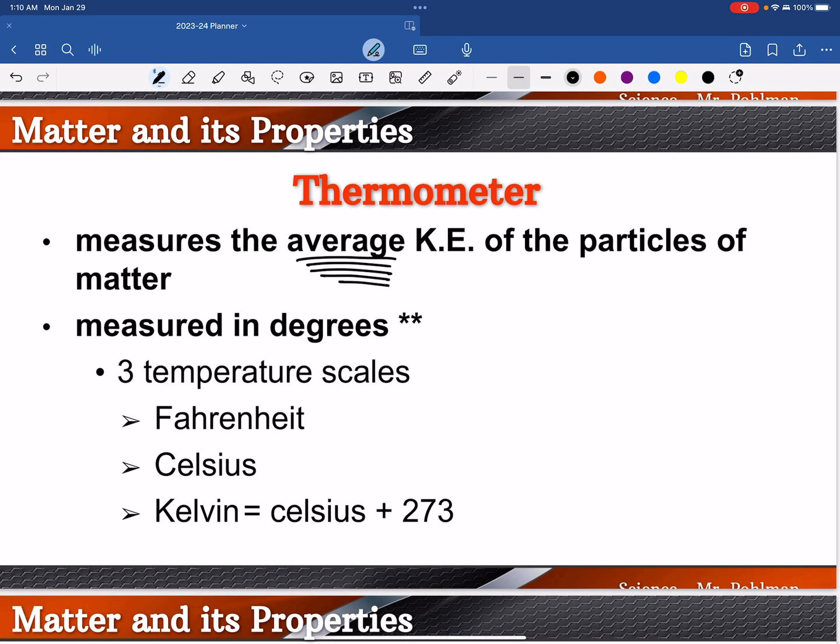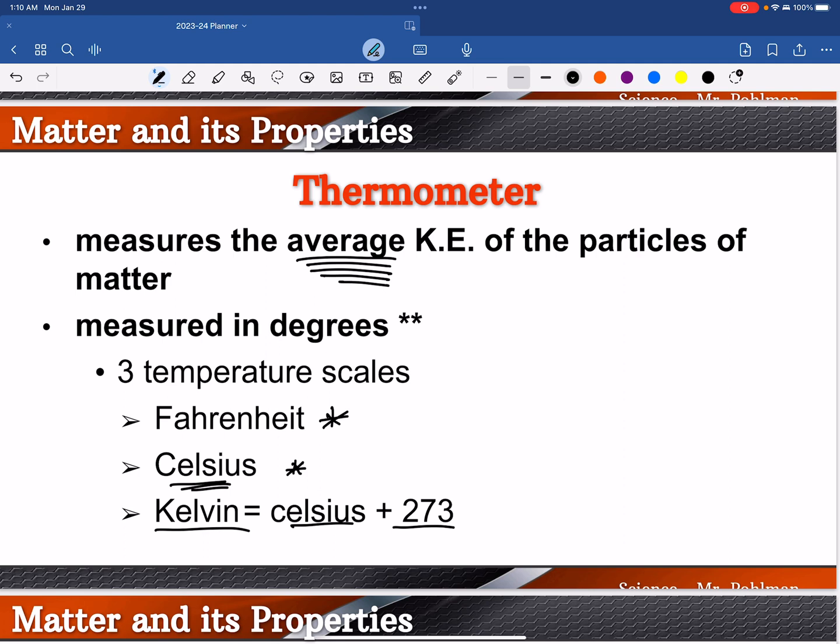Now, the 3 temperature scales that you are familiar with: you've got Fahrenheit, that's what we all use in the U.S. You have the Celsius scale. That's what we're going to use for all of our measurements in the class. And then you have the Kelvin scale, which is really simple to use because you just take whatever your Celsius temperature is and you just add 273 to it.